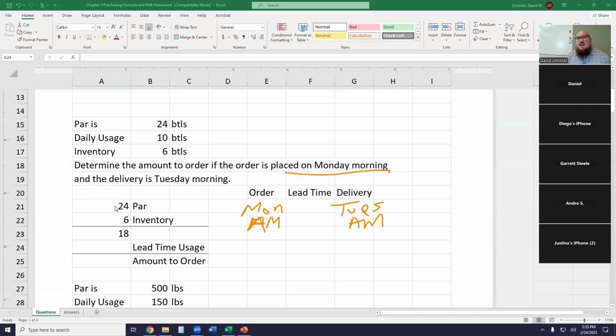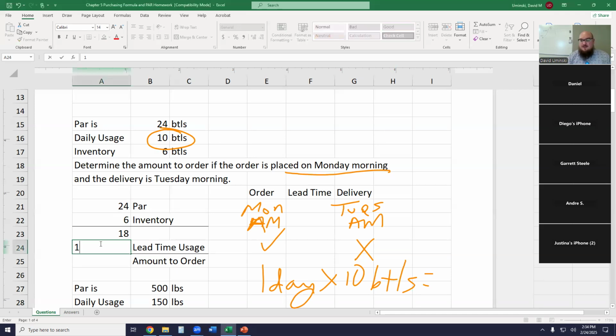Are we going to have service on Monday? If we place our order in the morning, are we going to be open for business that day? Yeah, okay. So we place our order before we open, which means I'm going to have usage during the day. But then that AM on Tuesday, my order is delivered before we open, so I'm not going to have any usage on that day. So how many check marks do I have? One. So one day is my lead time. My daily usage is 10, so that means my lead time usage is 10 bottles. So I add those two together, and I get 28. Any questions, comments, concerns about that one?